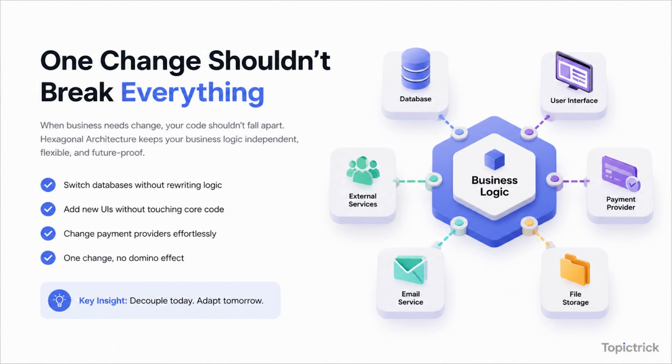You have built a web application. It works. Customers are happy. Then one day, the business tells you they want to switch the database, or add a new user interface, or swap the payment provider. And suddenly, you realize your business logic is tangled up with your database code, your framework, and your user interface. Changing one thing breaks everything else. This is the problem hexagonal architecture was designed to solve, and once you understand it, you will never structure a project the same way again.